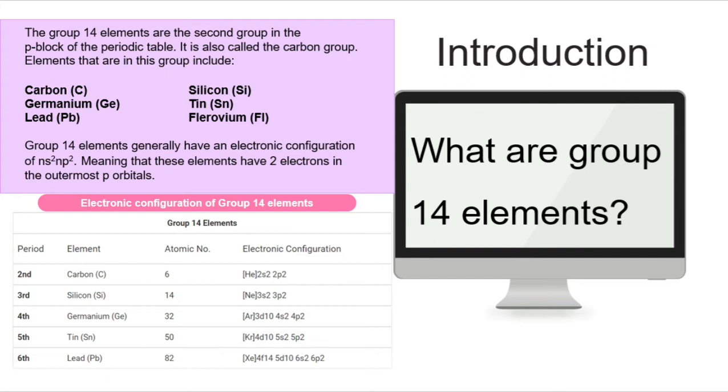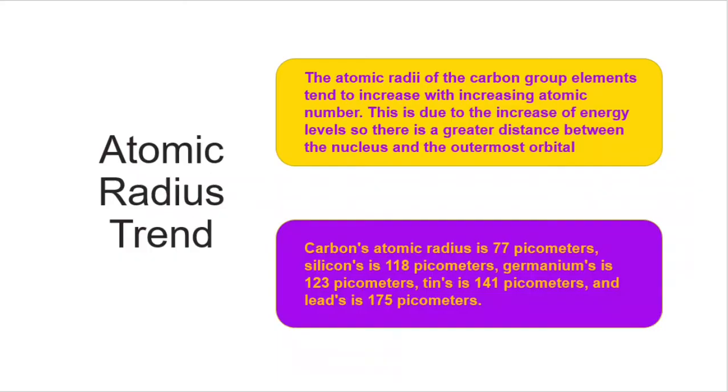Group 14 elements generally have an electronic configuration of ns2np2, meaning that these elements have 2 electrons in the outermost p orbitals. The table below shows the electronic configuration of group 14 elements.